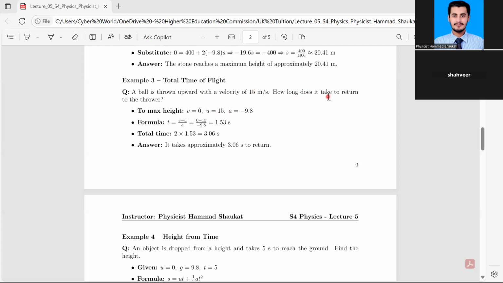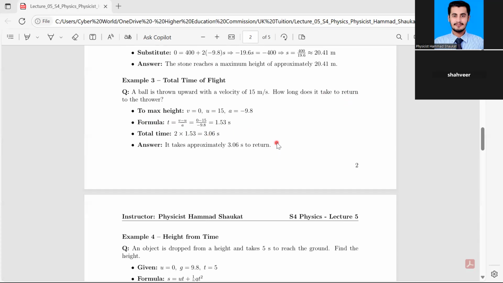How long does it take to return to the thrower? They're asking you to find what? Time. Yes, time. So now you have to find the time. Your ball is thrown vertically upward, so if the initial velocity is 15, the final velocity must be 0, because your ball will stop for a while at the very highest point, right? Again, you have to find the total time that your ball takes.